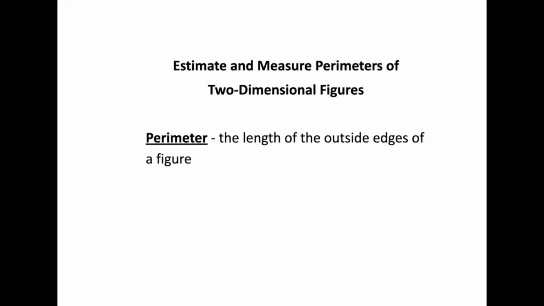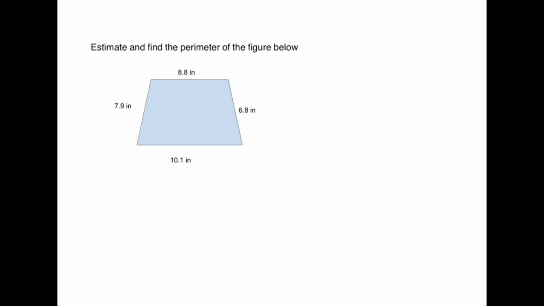In this video, we're going to estimate and measure perimeters of two-dimensional figures. The perimeter is the length around the outside of a figure. Let's go through this example below. It says to estimate and find the perimeter of the figure below. Well, to find the perimeter means to add all the sides. We need to estimate and find the actual perimeter.